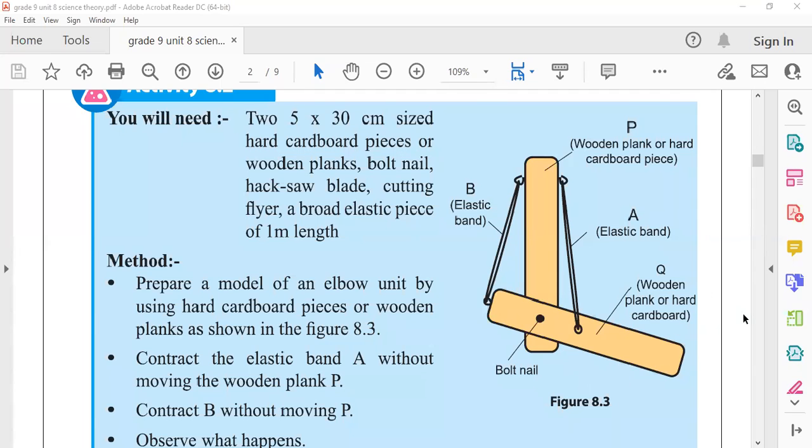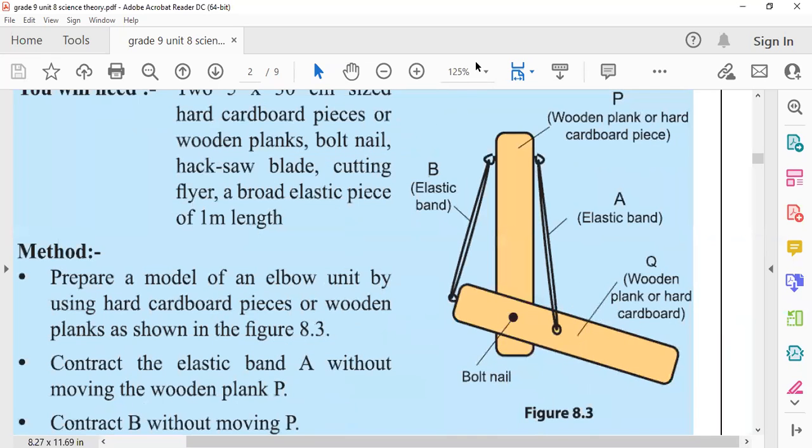Here, to show that, they are using this structure. This wood plank is representing our upper arm. Which arm? Upper arm. This one is representing the, which arm? Forearm.